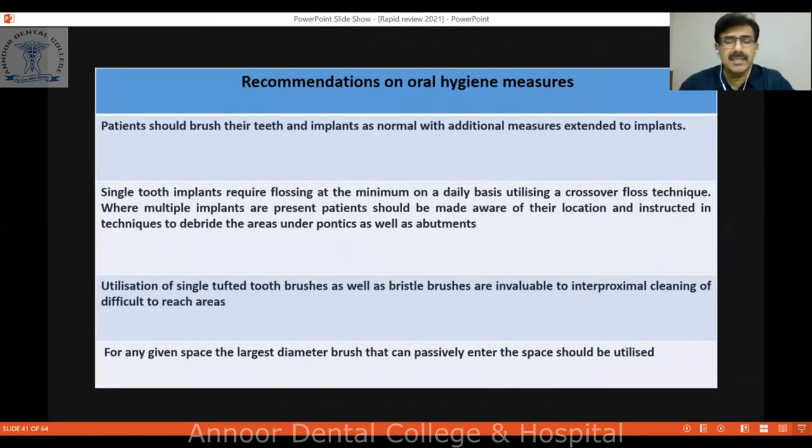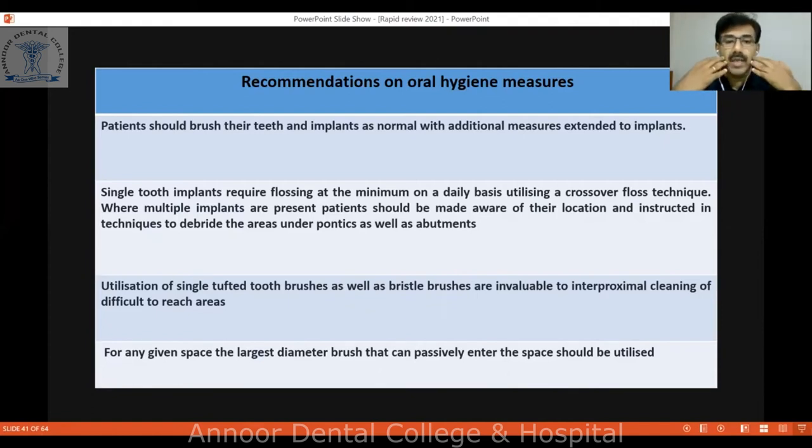Now, after implantology, even if you place one or multiple implants, you advise the patient to maintain regular oral hygiene with brushing, but there may be a little more care that may be extended to implants. Suppose you are placing one implant, the recommended technique is you ask the patient to floss, and there is a flossing technique that is recommended, which is known as the crossover flossing technique, which I'll show you. But in most of the cases now, you place multiple implants, or sometimes there may be a full mouth rehabilitation.